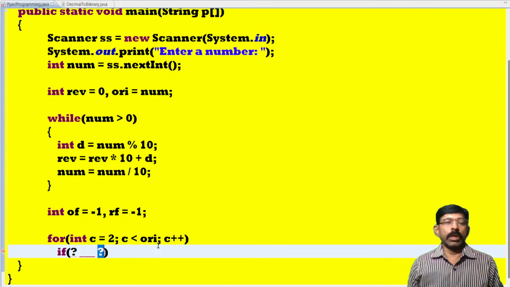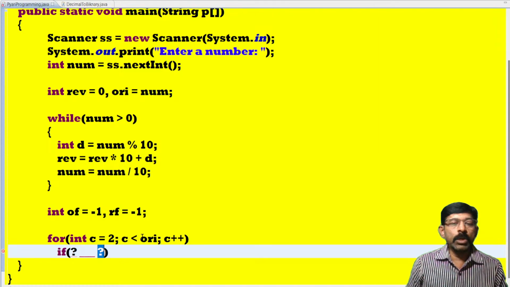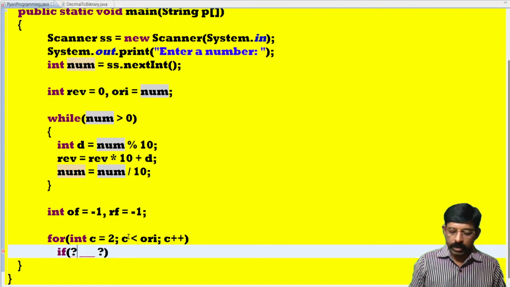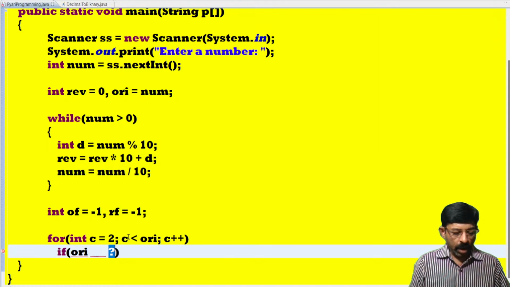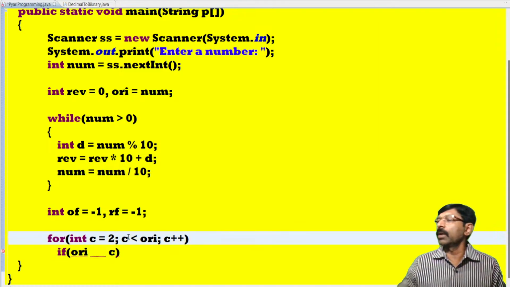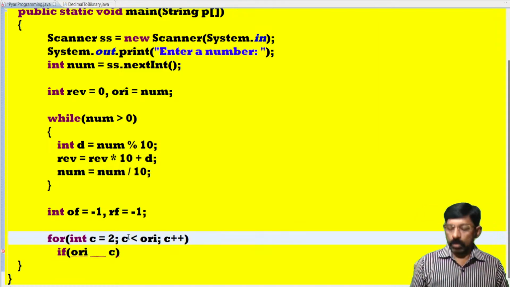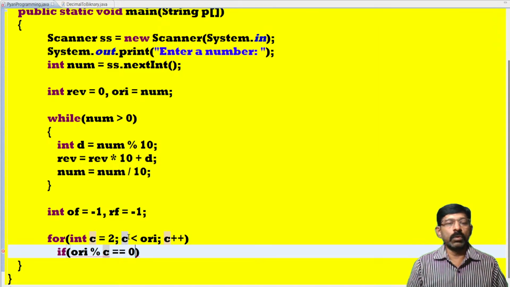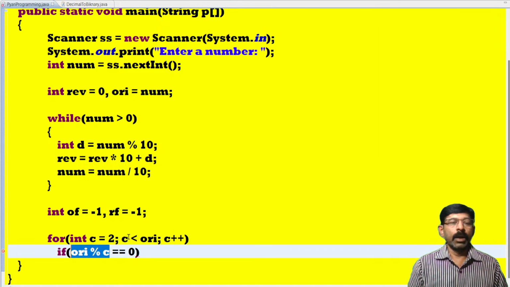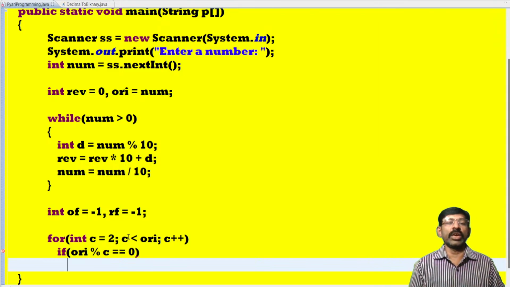ori modulo c. Yes, because we have taken the number as ori and we cannot take num, where num is 0. So this side ori has to be divided by c, because c will be 2, 3, 4, 5, 6 like this. Now divisibility needs modulo and it has to be checked is equal to 0. That means if the remainder after dividing it by 2, 3, 4 is 0, then it is divisible. If it is divisible, then I will change the flag.